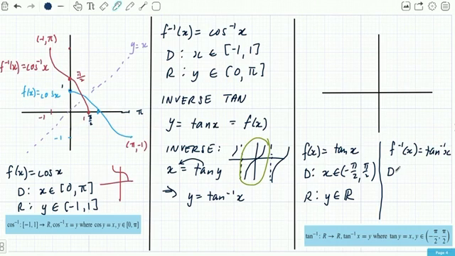So what that means for our inverse function, which is inverse tan of x, is that our domain this time is going to be all real x's, and our range is going to be restricted. And this is a really interesting looking graph. It's like something you probably haven't seen before.